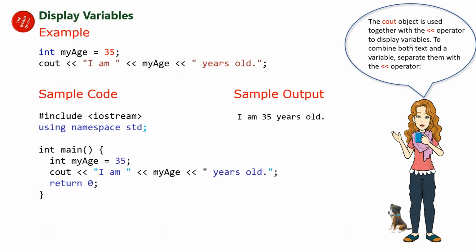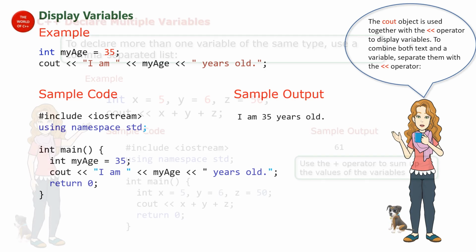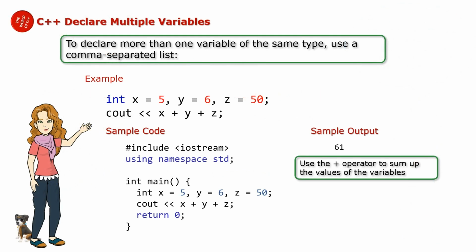To combine both text and a variable, separate them with double less than operator. Look at the sample code. To declare more than one variable of the same type, use a comma-separated list, as shown in the example. To sum up the values of the variables, use the plus operator. Later we will discuss the C++ mathematical operators.